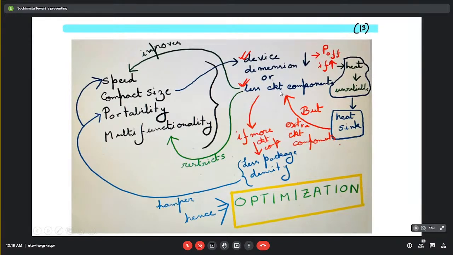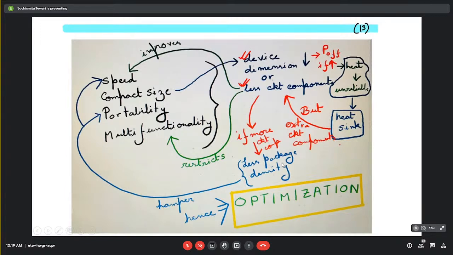Again, if the circuit components are more, then obviously the package density will be low. Package density low means if the IC area is fixed, now since the circuit components are increasing, we won't be able to cram more circuit components onto that particular area. It is actually decreasing the package density. And if we won't be able to place more circuitry, we might miss some of the functions. We might not be able to put all the functions on that particular IC. So multifunctionality will get affected.